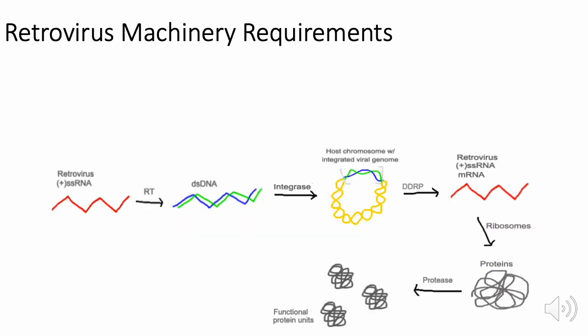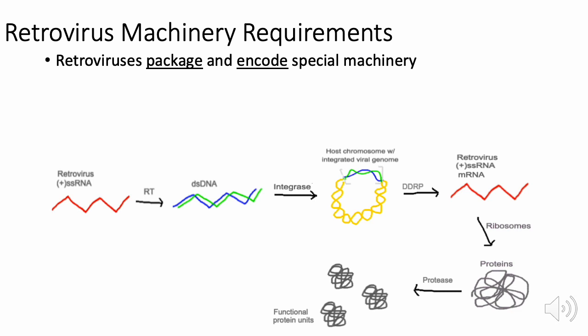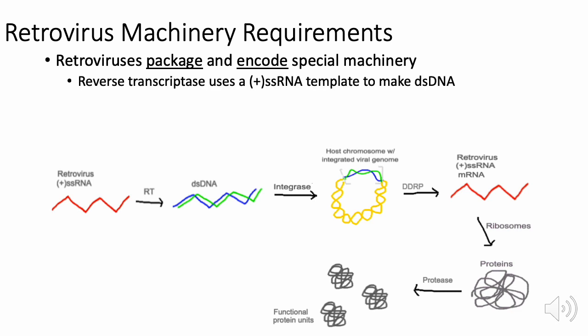Onto the machinery requirements. Retroviruses have an RNA genome that will be inserted as double-stranded DNA into the host chromosome. Clearly, this isn't a function that the host normally performs, so we're going to need to call on some special machinery. First step is reverse transcriptase. This will use a positive single-stranded RNA molecule to make DNA.